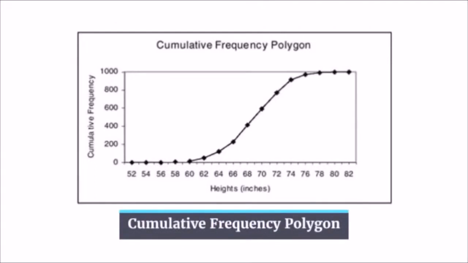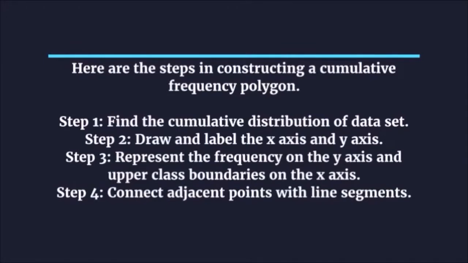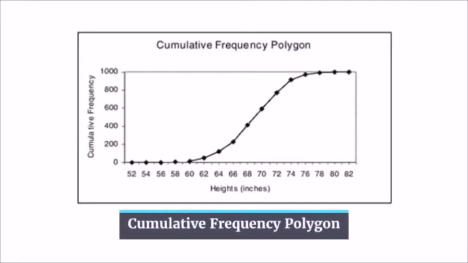It is a graph that displays the cumulative frequencies for the classes in a frequency distribution. The y-axis represents the CF or the cumulative frequency, while the x-axis represents the upper class boundaries. Here are the steps in constructing a cumulative frequency polygon. Step 1. Find the cumulative distribution of the dataset. Step 2. Draw and label the x-axis and y-axis. Step 3. Represent the frequency on the y-axis and upper class boundaries on the x-axis. Step 4. Connect adjacent points with line segments. Again, this is how a cumulative frequency polygon looks like.